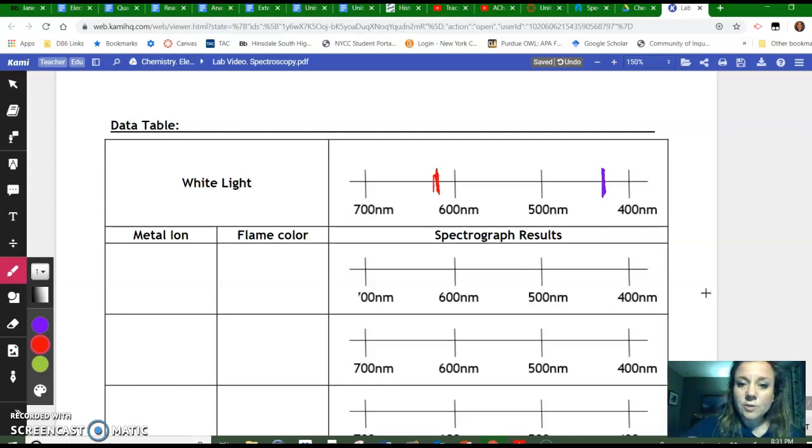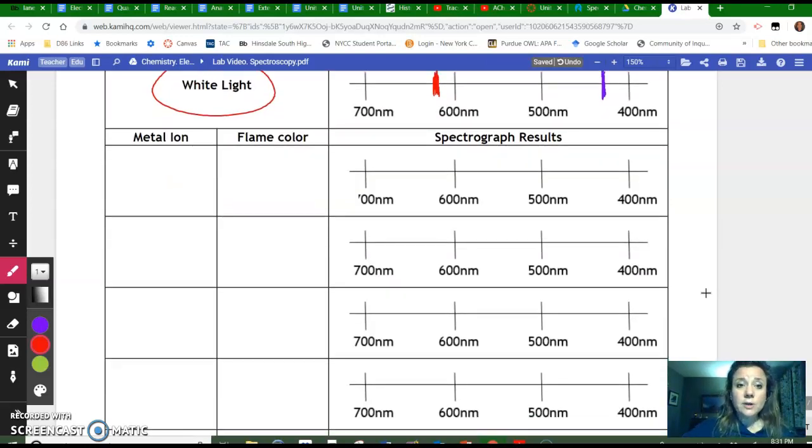But again, you should be recording what you see in the spectroscope, so it might be different from what I am actually remembering here. And then you're going to have all of the other colors in the visible spectrum ranging from about 600 down to about 400. So again, just make sure that you're actually drawing what you see in your spectroscope when you are pointing it up to the white light.